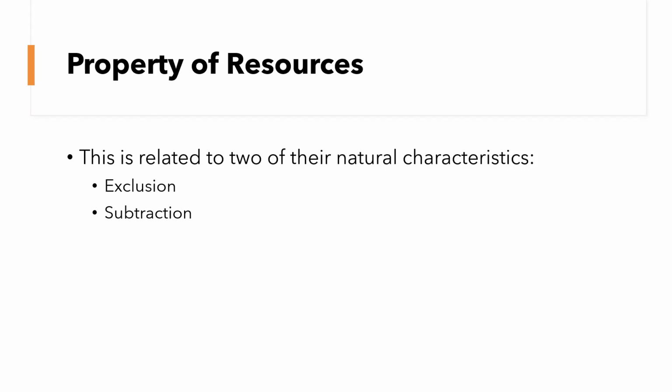Property of resources. So this is related to two of their natural characteristics, exclusion and subtraction. Exclusion focuses on the cost, and it is the control of a user's access to the resource due to its physical nature. And subtraction focuses on how the resource is used by the individual and how it changes the amount that is available in the resource to other individuals who are already making use of it.